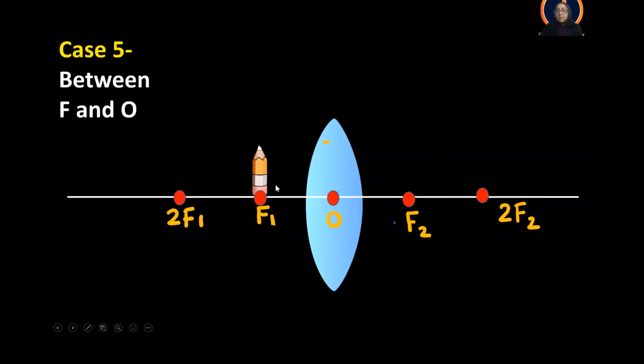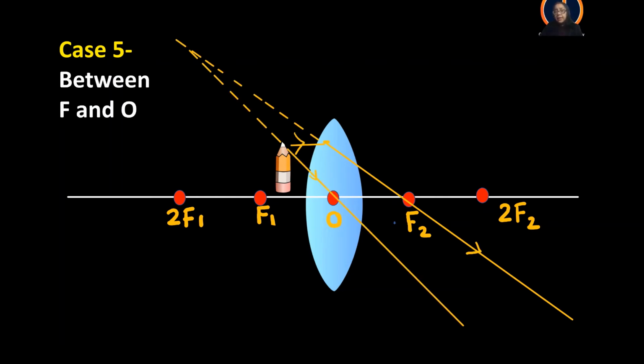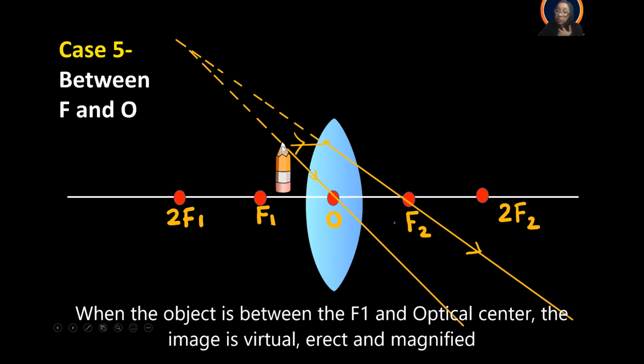Now, what happens when we further drag the object towards the lens? That means we are placing the object between f and O, the optical center. So let's draw the two rays and incident rays. Now here in this case, we see that they diverge. So the refracted rays diverge from each other, and hence we can extend the refracted rays backwards. And we can see that if we extend them backwards, they meet at a particular point. And this point will be the head of the image.